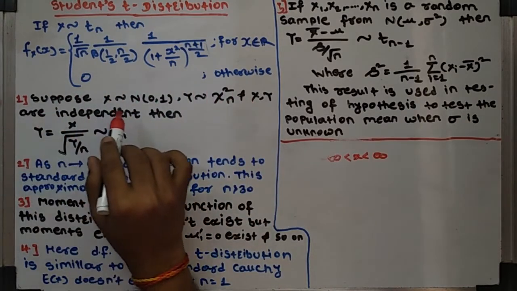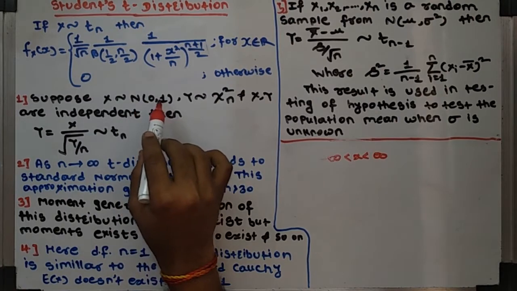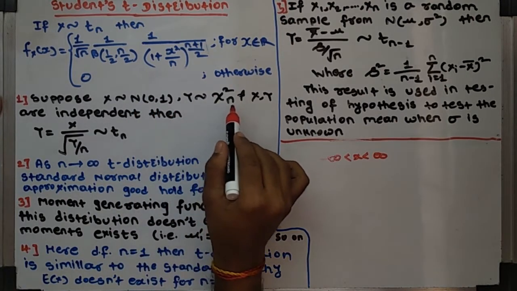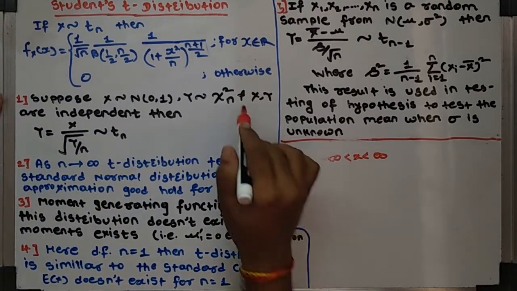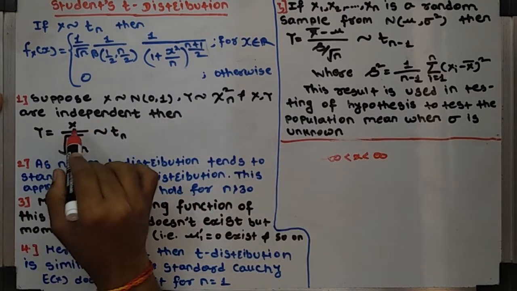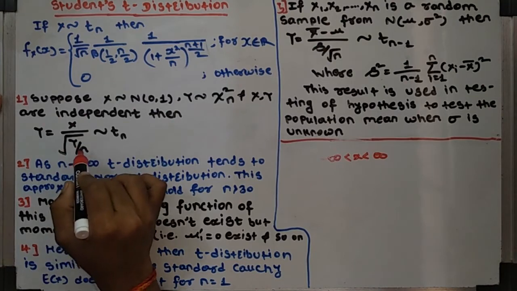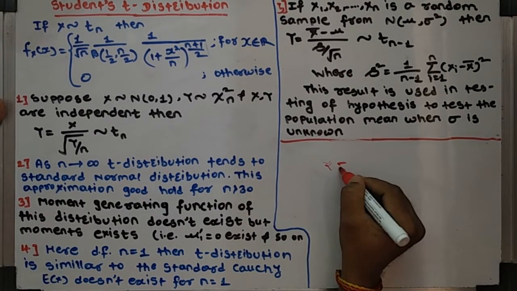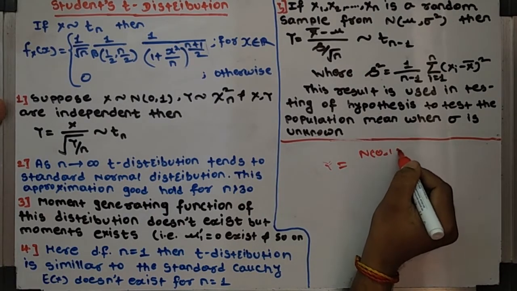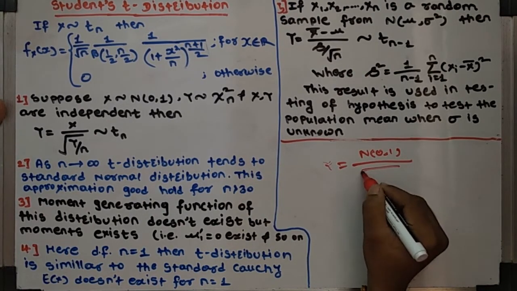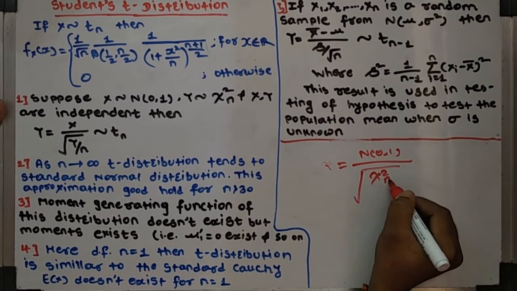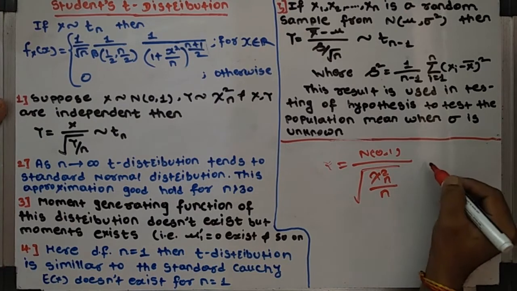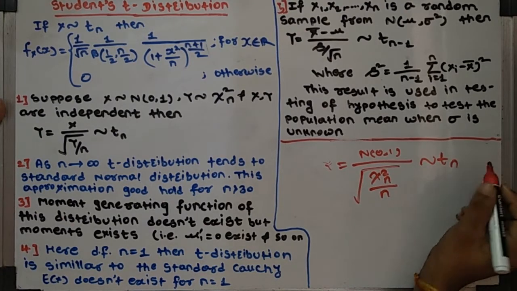First result is, suppose x follows normal distribution with mean 0 and variance 1, y follows chi-square with n degrees of freedom, and x and y are independent. Then t equal to x upon under root of y by n follows t distribution with n degrees of freedom. Here, a normal (0,1) random variable upon under root of a chi-square random variable with n degrees of freedom divided by its degrees of freedom n follows t distribution with n degrees of freedom.